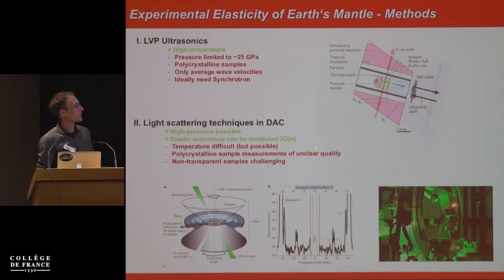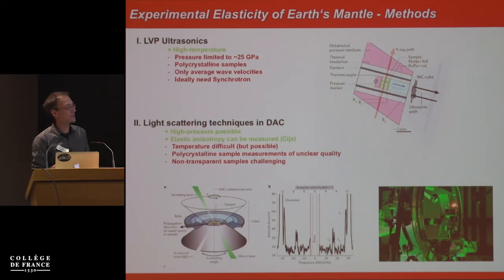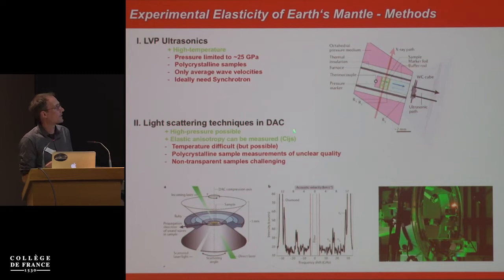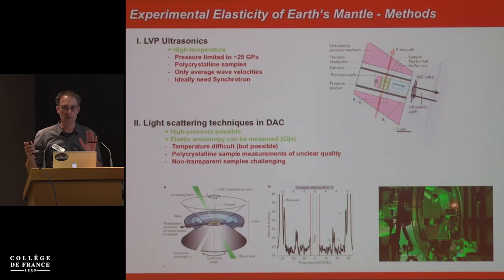The other major group of experiments are light scattering techniques in a diamond anvil cell. A diamond anvil cell is a much smaller device. It allows us to go to much higher pressures, routinely the core-mantle boundary. In this group there are basically two types of experiments: one is Brillouin scattering and one is impulsive stimulated light scattering.